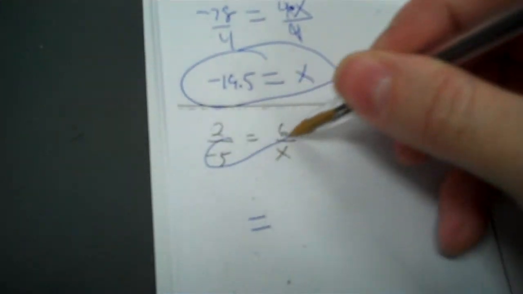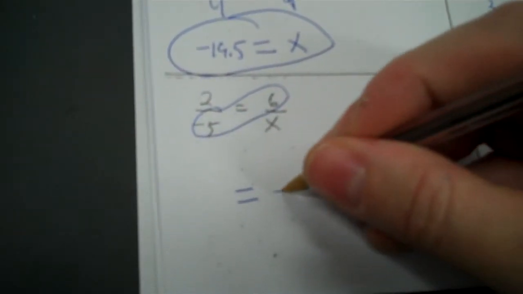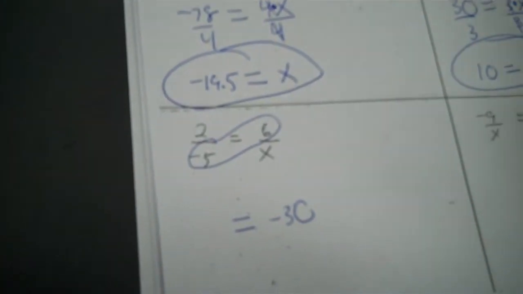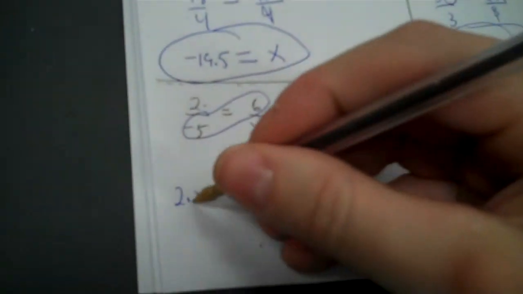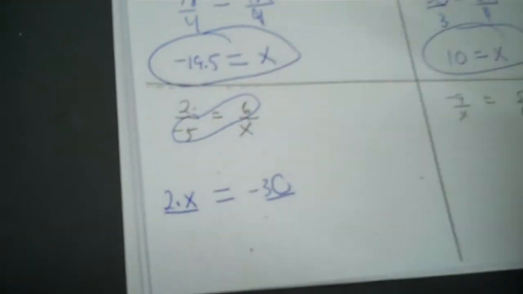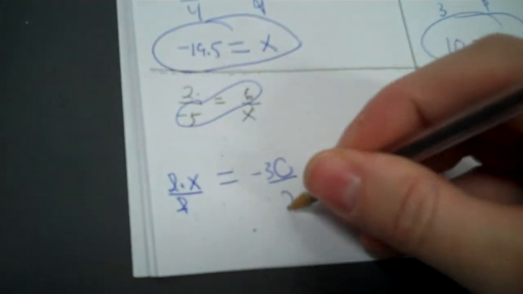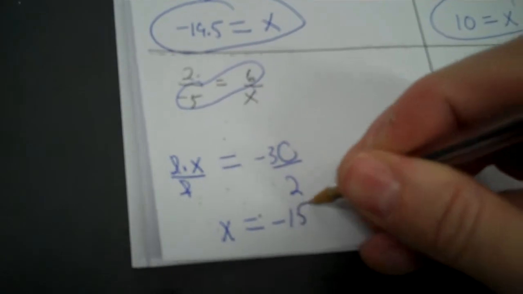Okay, find the product that you're able to, the diagonal product. Negative 5 times 6 is negative 30. I'll put it over here this time just to show you it doesn't matter. 2 times x is 2x. Then we divide both sides by the x multiplier of 2. Negative 30 divided by 2 is negative 15.